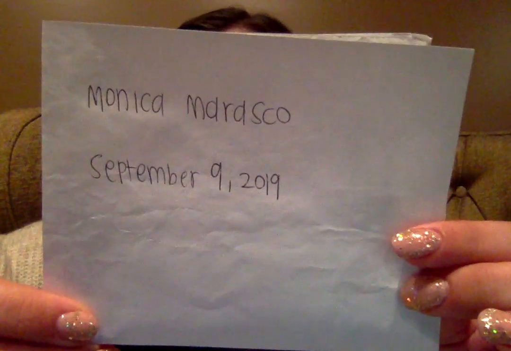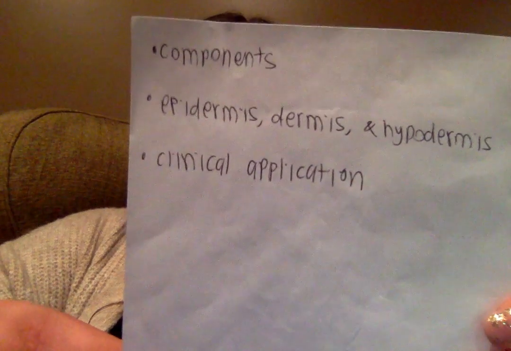My name is Monica Marasco, and today I will be talking about the anatomy of the integumentary system. I have the points that I will be talking about today in this video, starting with the components of the integumentary system, which consists of a cutaneous membrane, which we call the skin, a superficial epidermis, and a deeper dermis, as well as accessory organs and structures, including hair follicles, nails, and exocrine glands.